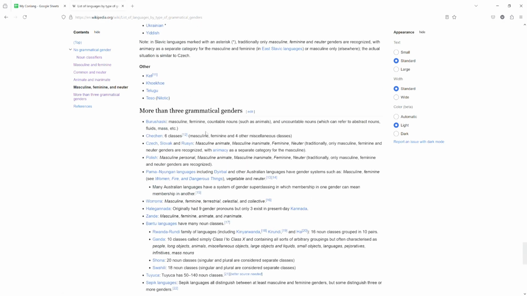Other grammatical genders include countable and uncountable nouns, which is from Burushaski, vegetable, Pama-Nyungan language family, terrestrial, celestial, and collective, which is from World War. For my language, I'm going to put in common and neuter gender.